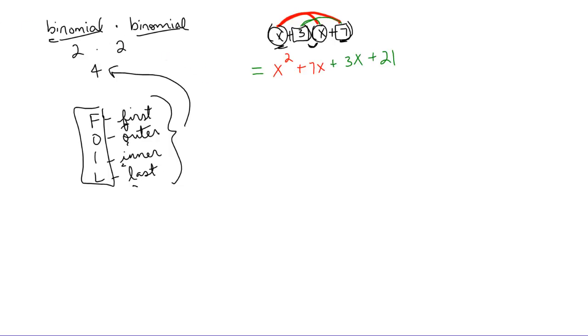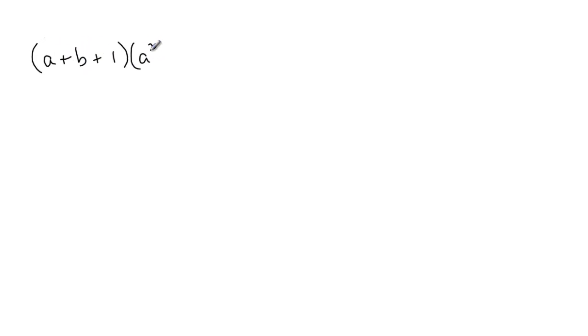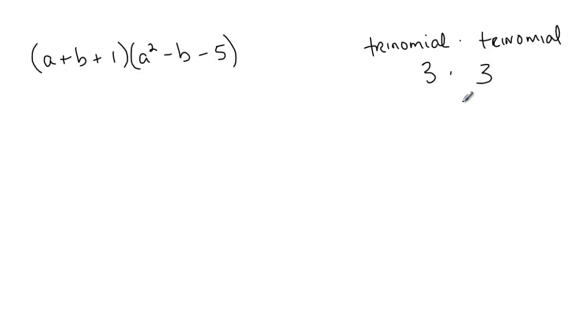Now, can this get more difficult? Of course it can. What if, instead of multiplying two binomials, I give you two trinomials? What if we have a plus b plus 1 times a squared minus b minus 5, for instance? It could be any combination of numbers and letters, and they're making up our terms. But know that because it's a trinomial times a trinomial, meaning 3 terms times 3 terms, we're going to expect to get 9 separate terms when we do our first expansion.